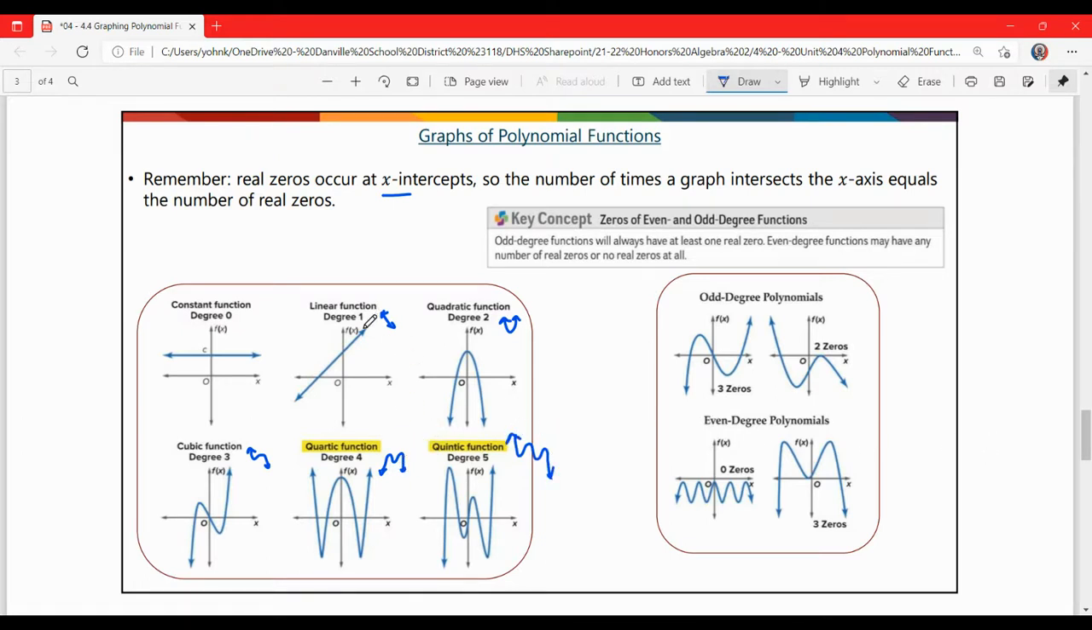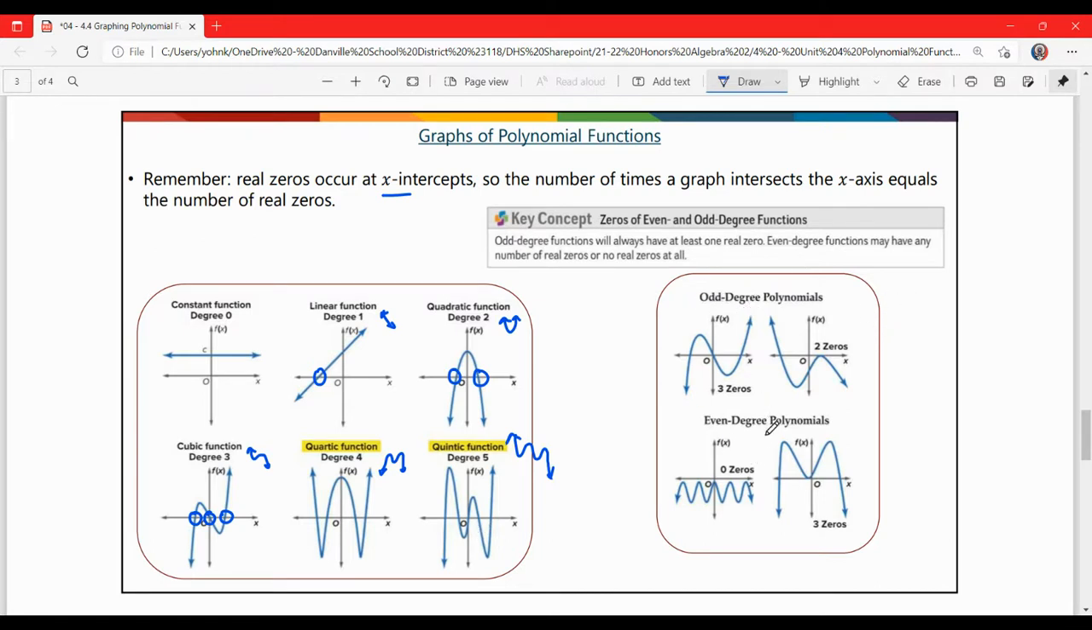So notice that whatever the degree is, that's how many real zeros there are. So there's 1 right there. There's 2 right there. 1, 2, 3. 1, 2, 3, 4. 1, 2, 3, 4, 5. So we're adding quartic and quintic. Now also take a look over here.